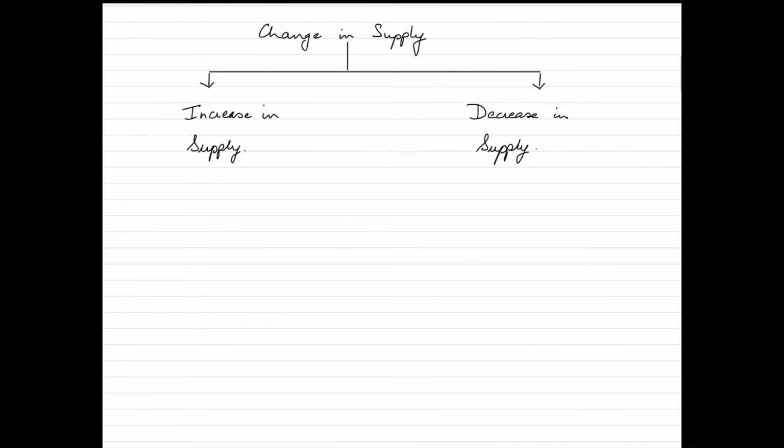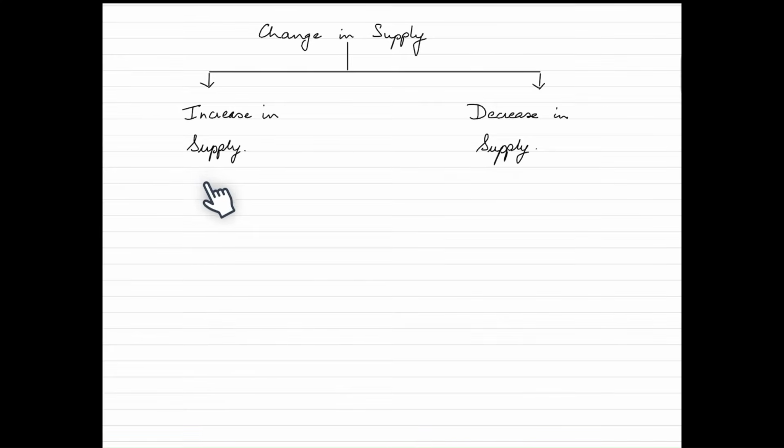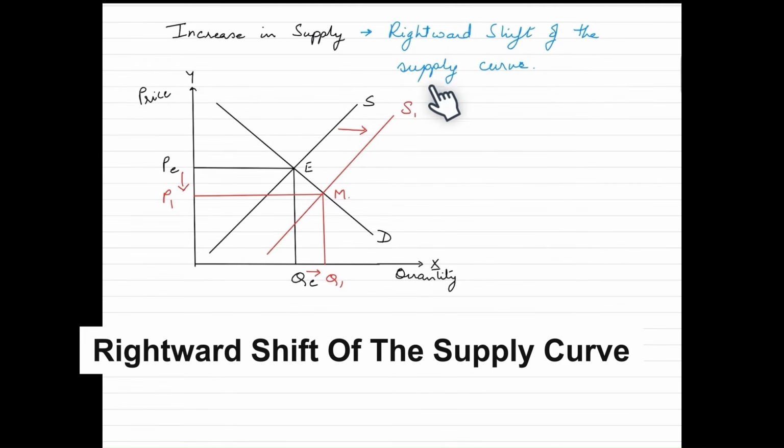Now, when we talk about change in supply, we have two categories here. The first one is increase in supply and the other one is a decrease in supply. We will take a look at increase in supply first. So this is increase in supply. How is it identified? It is identified by a rightward shift of the supply curve.